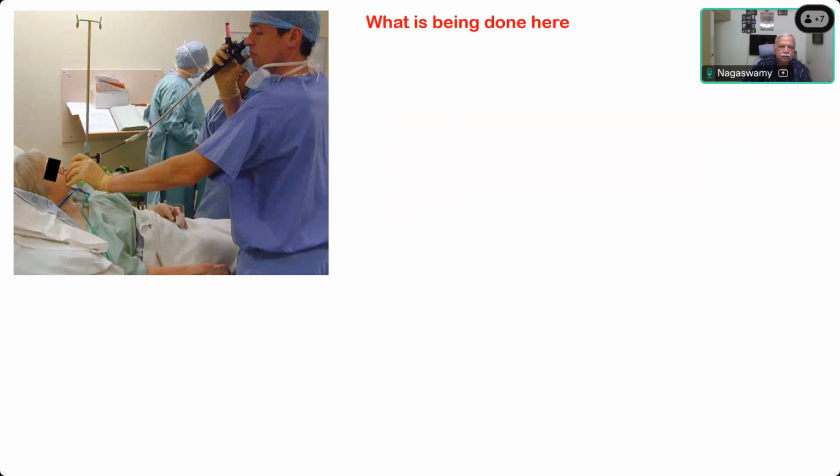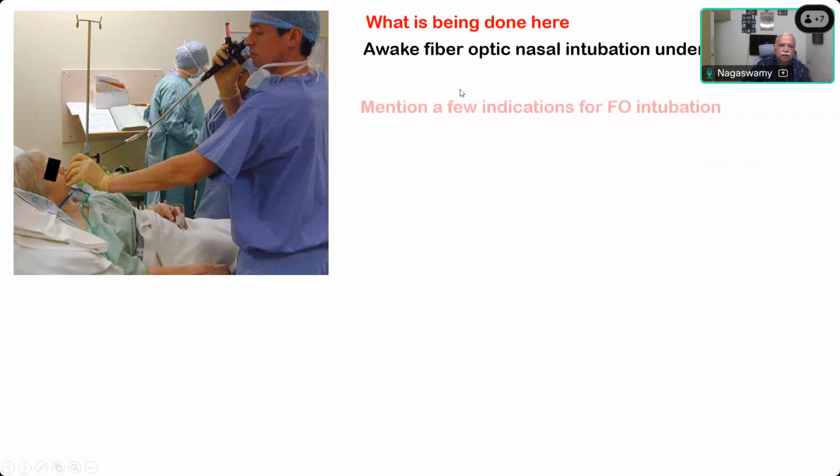What is being done here? Fiber optic tracheal intubation using a fiber optic bronchoscope via which route? Nasal route. So you can see the endotracheal tube being loaded on the bronchoscope, and he is passing it through the nose. So he is planning for a nasal intubation with a cuffed endotracheal tube using the awake fiber optic nasal intubation under topical local anesthesia.